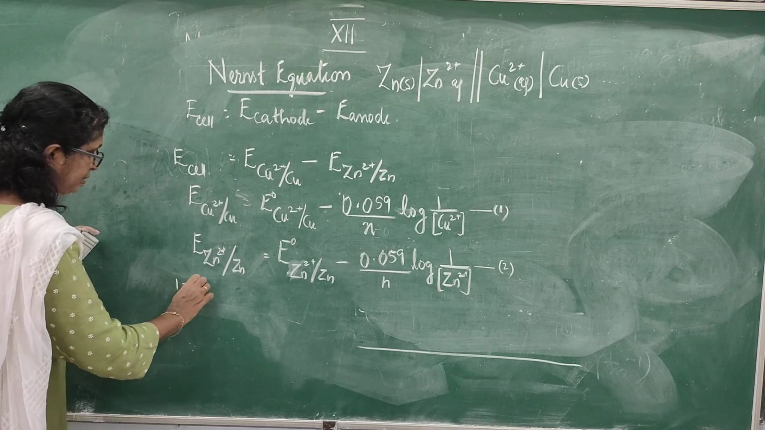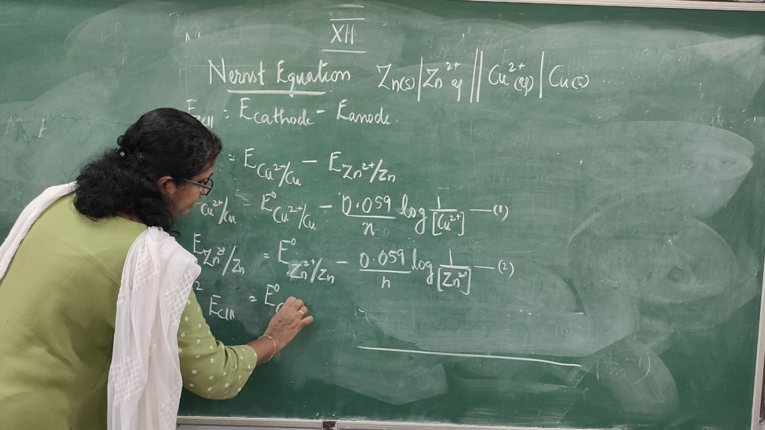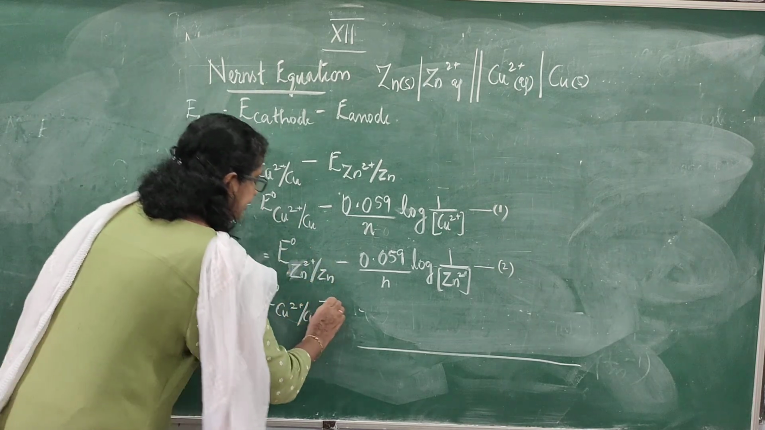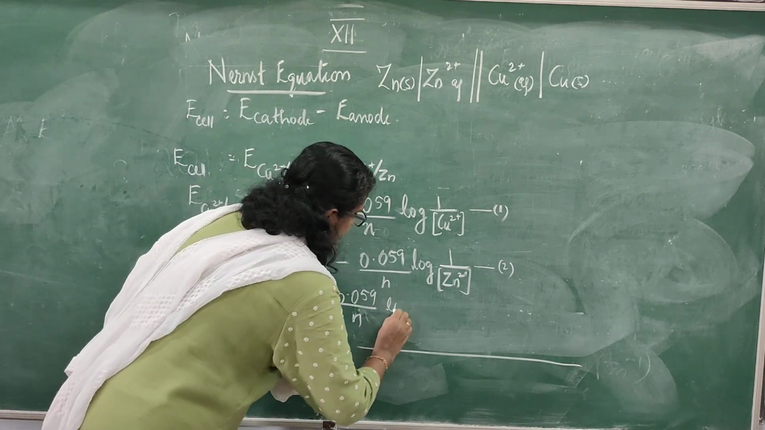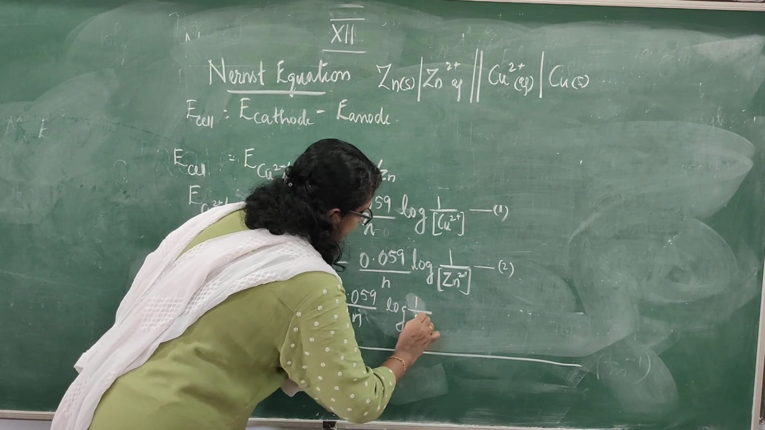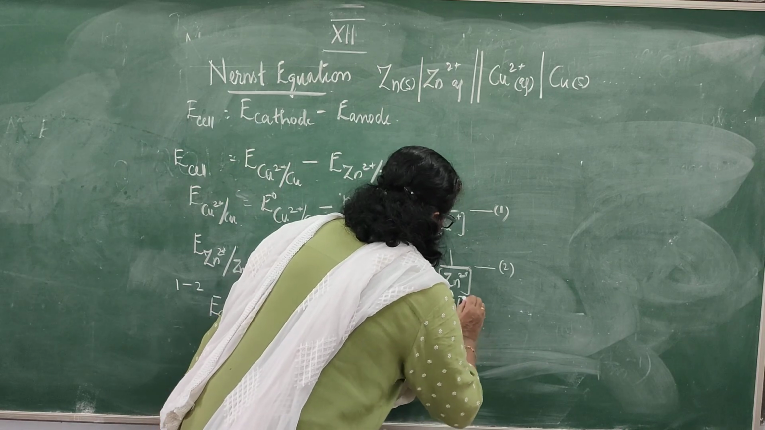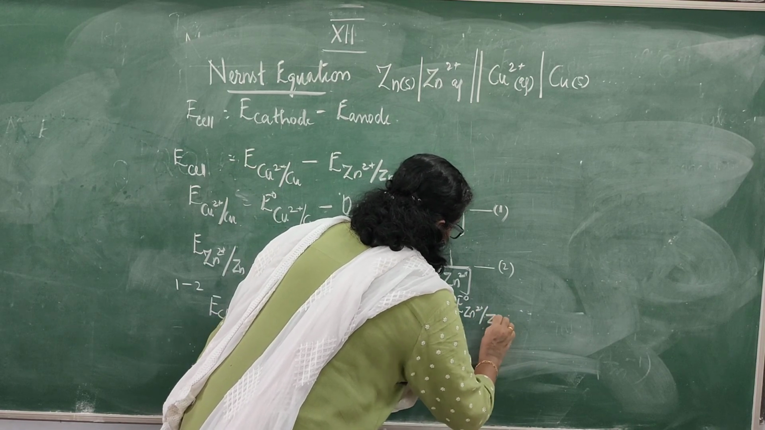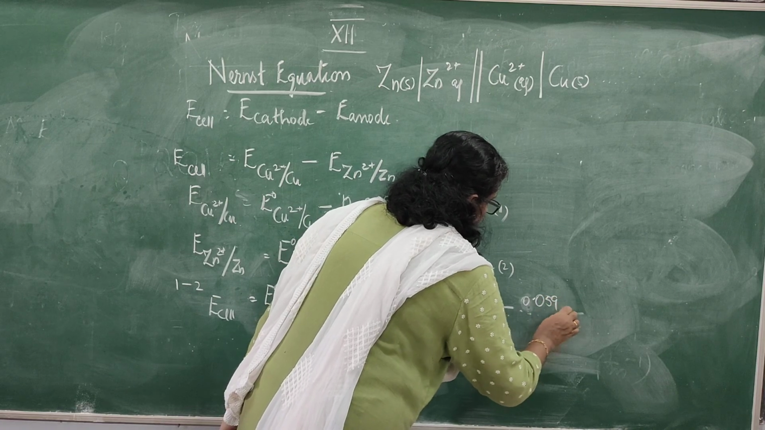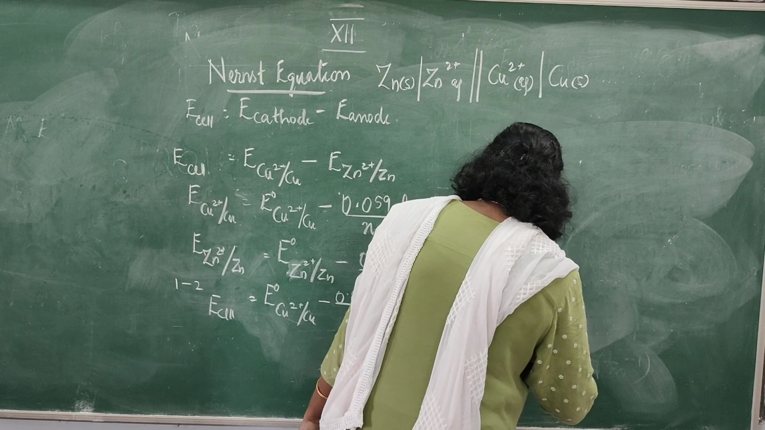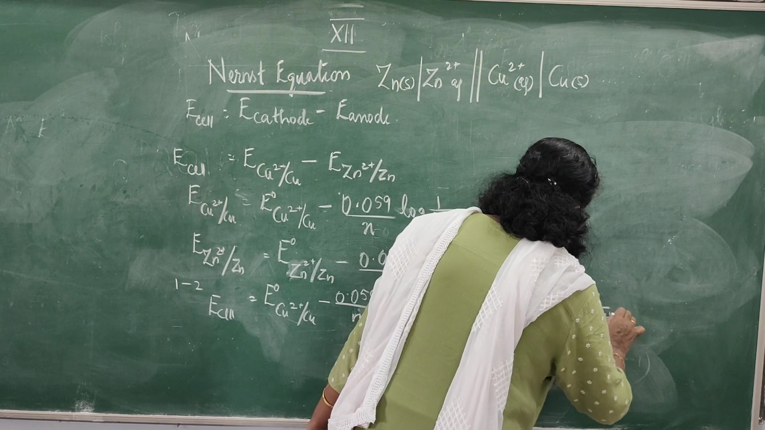E cell is equal to E cathode minus E anode, isn't it? So E cell is equal to E0 Cu2+ | Cu minus 0.059 by n, n is 2 actually here, then log of 1 by the molar concentration of Cu2+, minus E naught Zn2+ | Zn minus 0.059 by n log 1 by Zn2+.